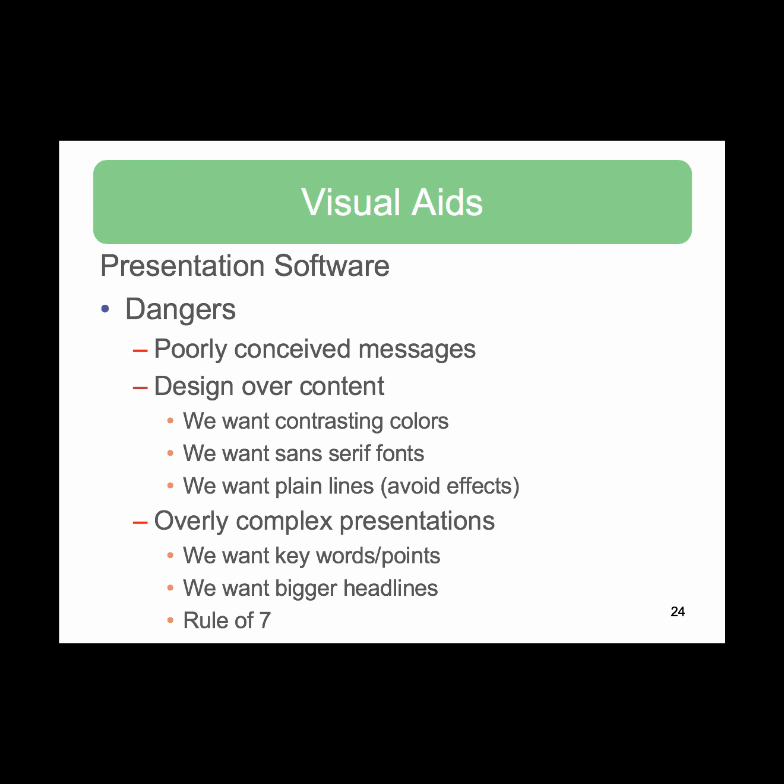And we want plain lines in our visual aid, so everything should match up, like in your margins and in your bullet points. And we want to avoid using too many effects, so they can be cool to add in, but they should have a purpose and never be distracting from our message. Overly complex presentations, again, we want to avoid those. We want keywords and points. We never want these big long sentences or phrases or a complete copy of our message. Our headlines should separate and be bigger, or a change in color or something to pull attention and separate headlines and body text.